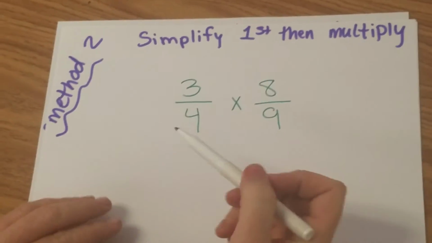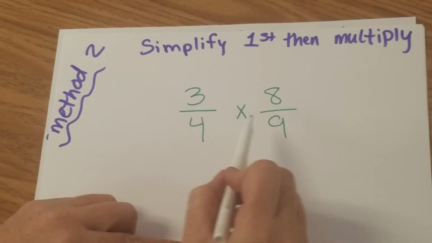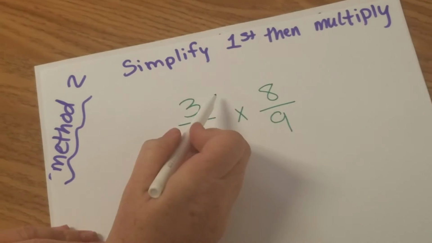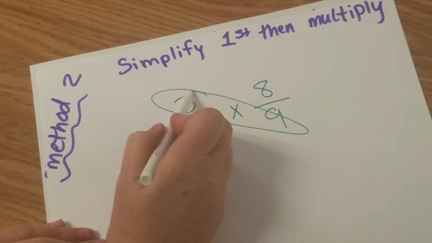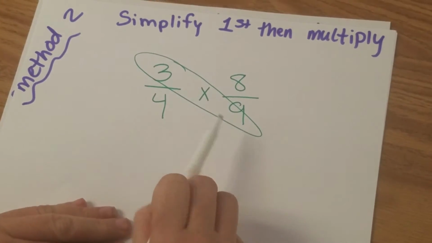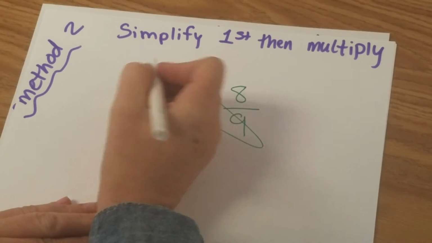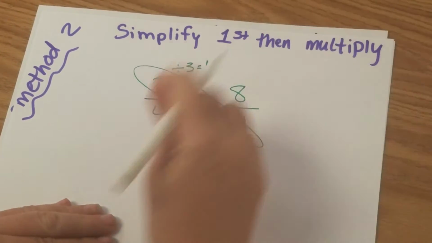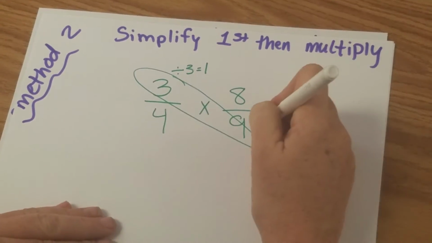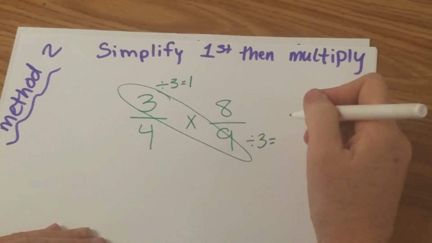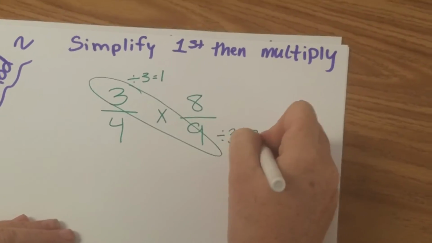Now method 2 is, instead of multiplying across, we first simplify. And the way we do that, kind of like the butterfly method, is we're going to see what is the greatest number that can go into both 3 and 9. Well, I know that 3 can go into itself. It's the only one. So I'm going to divide that by 3, which equals 1. Well, whatever I do here, I have to do here, because that's the common multiple. So 3 can go into 9 3 times.